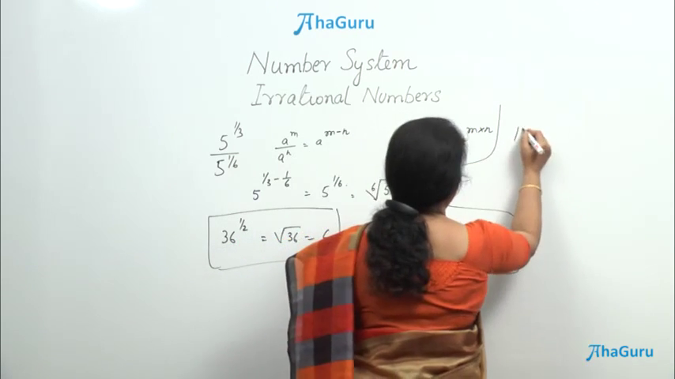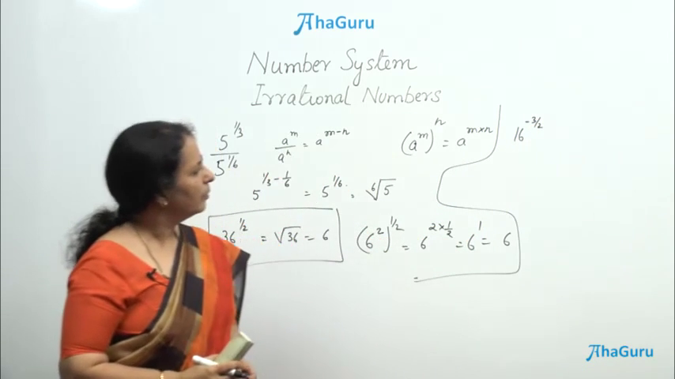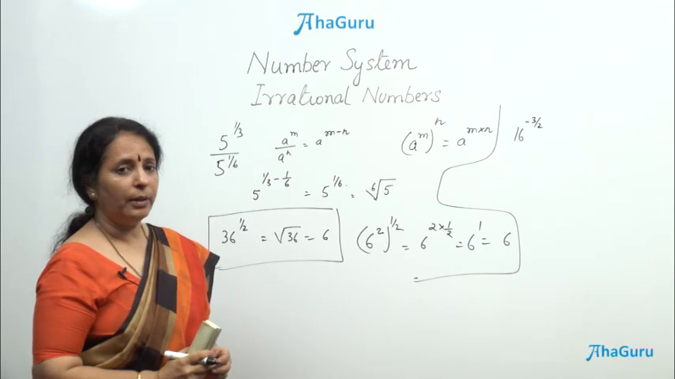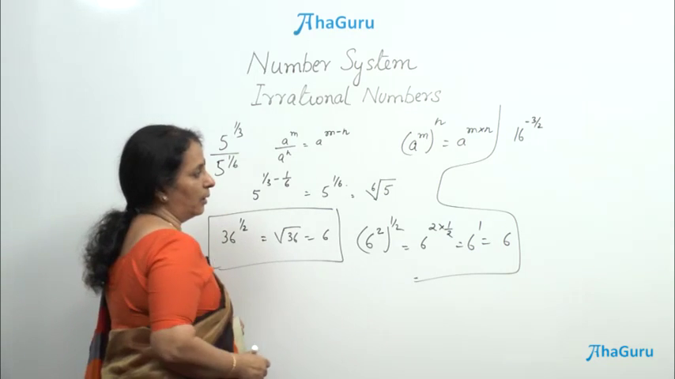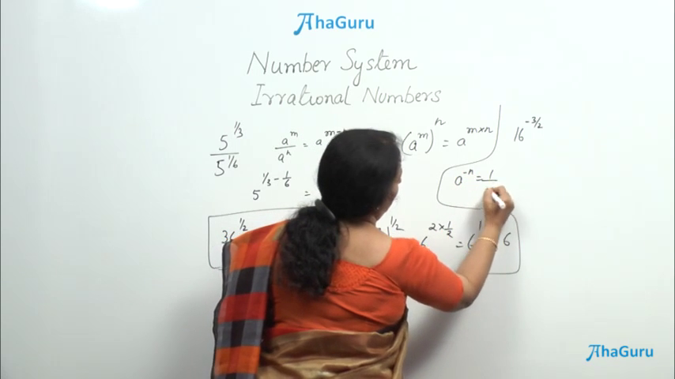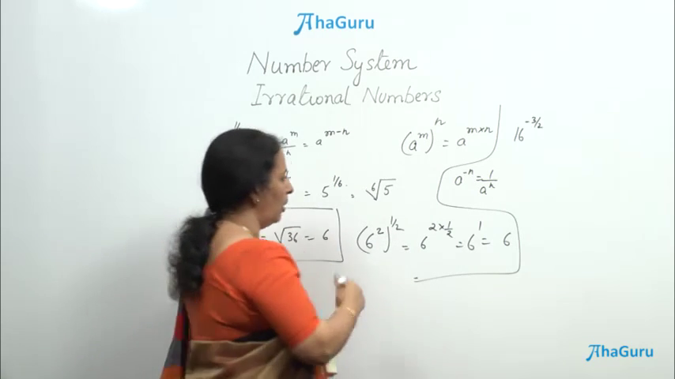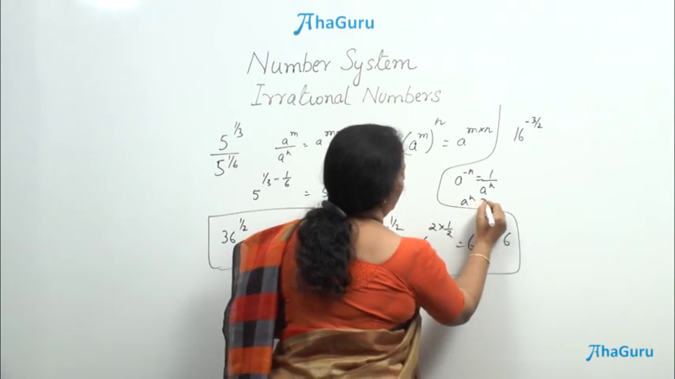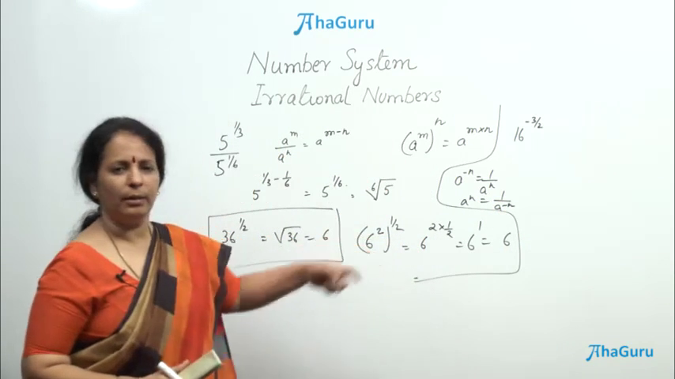Say 16 to the power minus 3 by 2. Now, the power is negative in nature. We already know from our law of indices, a to the power minus n is nothing but 1 by a to the power n. That is, you make a reciprocal of that, or a to the power n is equal to 1 by a to the power minus n. This is the law of exponent.